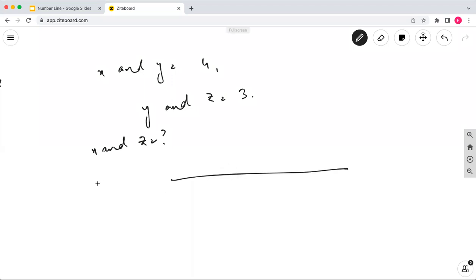Okay, so let's see different scenarios. We never mentioned whether x is greater or y is greater, so we can shuffle the places as well. Let's suppose this is x and this is y. The distance between them is what? That is 4.